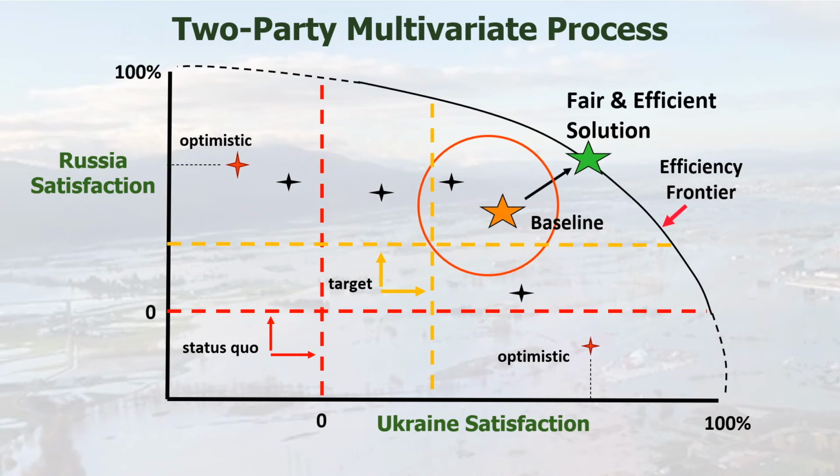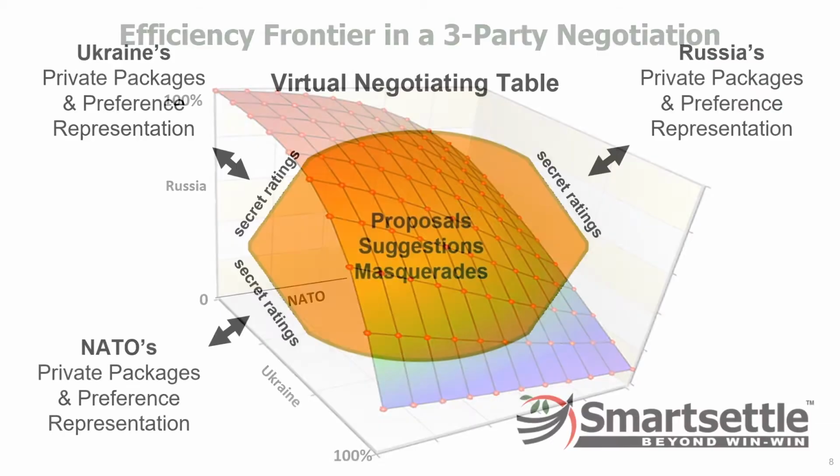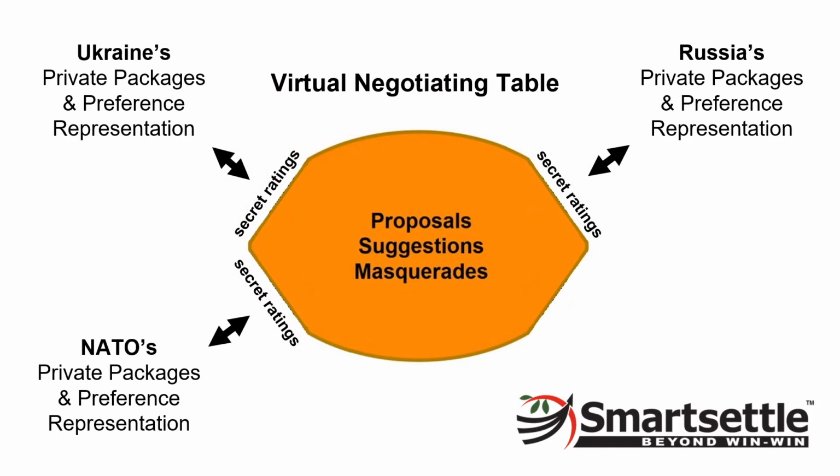This process works for almost any formal negotiation that you can imagine between any number of parties. If this was a 3-party negotiation that involved another party, say NATO, then the efficiency frontier becomes a surface, but that does not complicate anything for the parties, as each individual party's view does not change. Proposals and suggestions appear on Smartsettle's virtual negotiating table, visible for all parties to see.